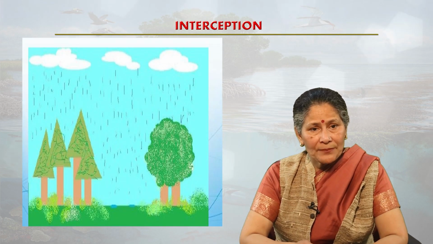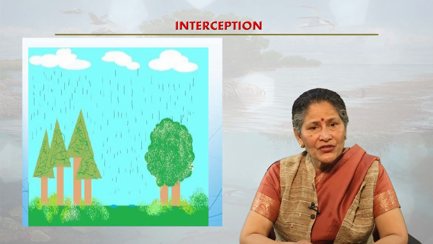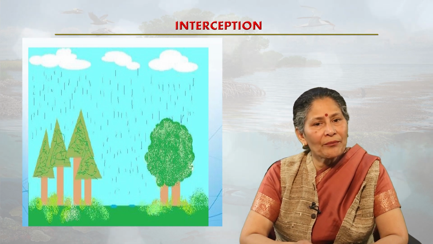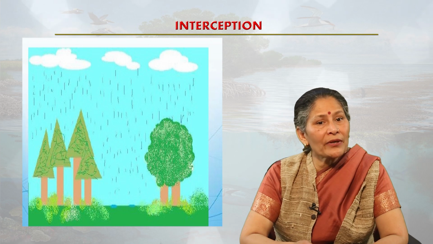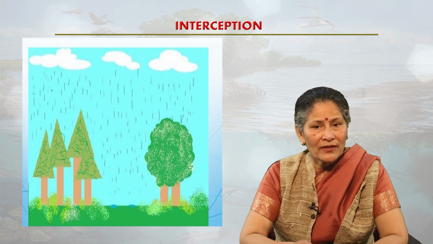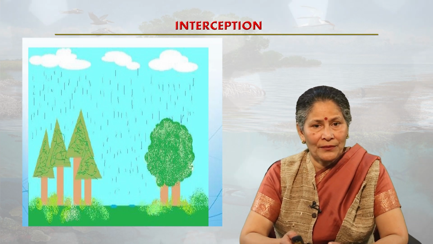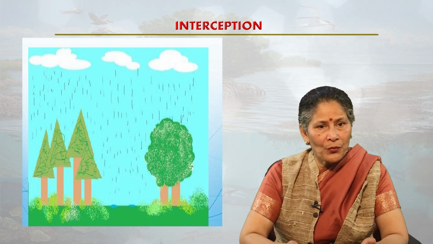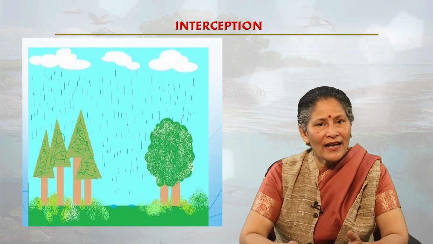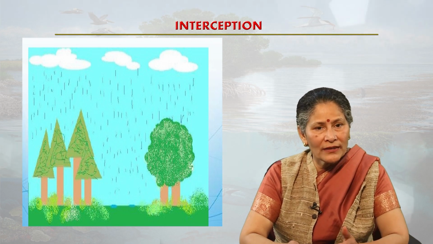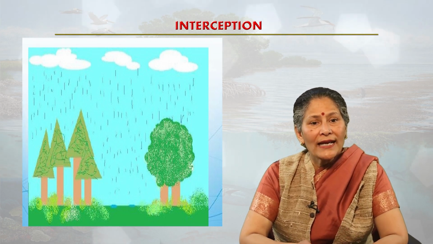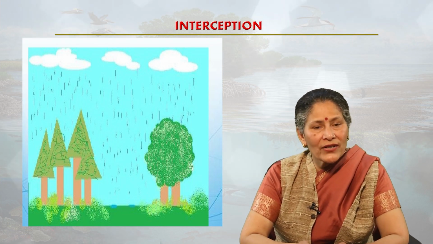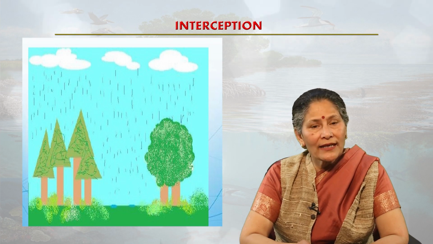Then we have interception. Interception is the retention of precipitation by thick vegetation of trees and plants or by shrubs, which is evaporated back to the atmosphere. Because of too much vegetation, the rain which is falling is retained and does not go to the groundwater or ground. Very little rain reaches the soil directly, and it is generally seen in low rain areas.